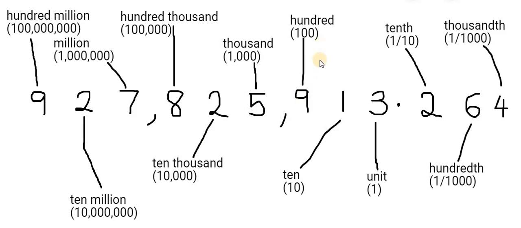9 has the position of 100. 1 has the position of 10. 3 has the position of a unit. 2 has the position of a tenth. That's the first number behind the decimal point. 6 has the position of 100th, which is the second number behind the decimal point. And 4 has the position of 1,000th as the third number behind the decimal point. Now, knowing these positions, it's easy to round to any of these positions. So, we're going to jump into some questions straight away, and you'll see how knowing the positions helps you round this specific number.